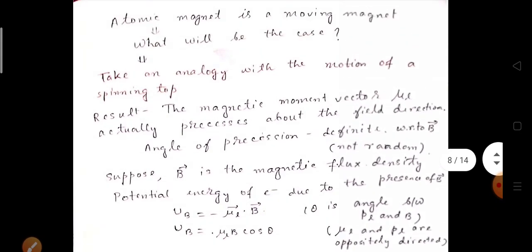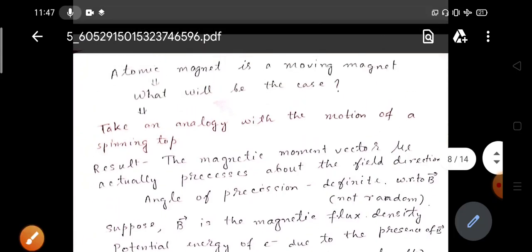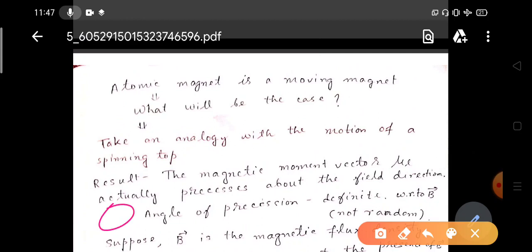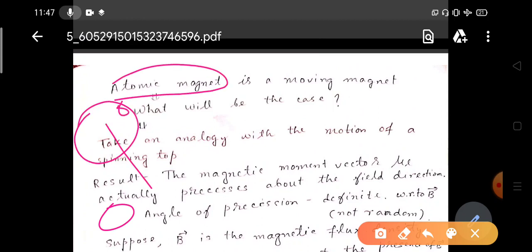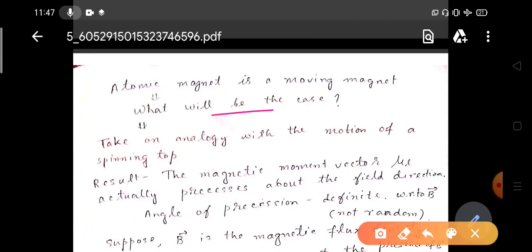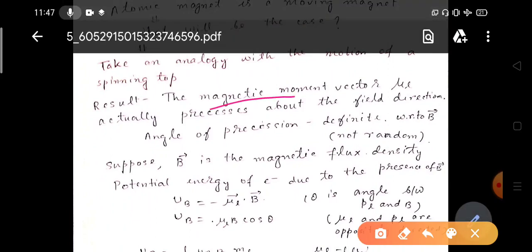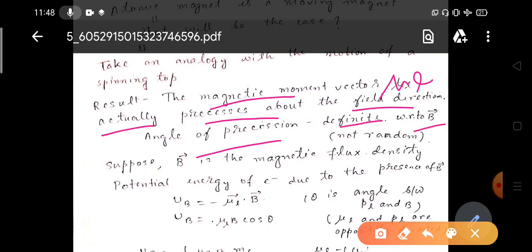Now you have to understand that the atomic magnet and the tiny bar magnet, which we already discussed, are not the same. The tiny magnet is fixed; it is not dynamic, it is not rotating. But the atomic magnet, that is the electron, is continuously revolving around the nucleus in its orbit. So what will happen in this case? We have to take the analogy with the motion of a spinning top. The result will be that the magnetic moment vector mu e will precess about the field direction, and the angle of precession should be definite with respect to B, not random. So how does it happen?